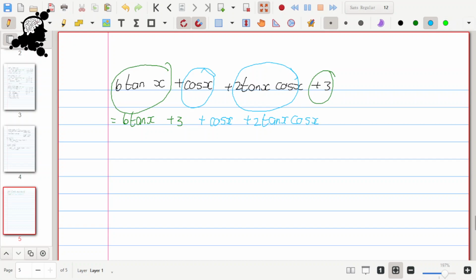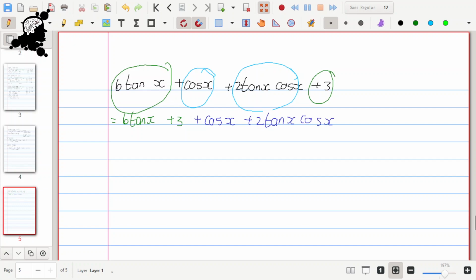Let me see if I could use a better color because this is a bit sharp on the eyes. So let me just erase this part. Okay, we have got cos of x plus 2 tan of x cos of x.